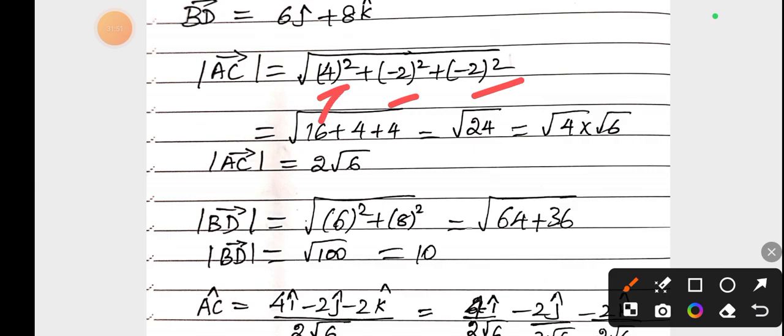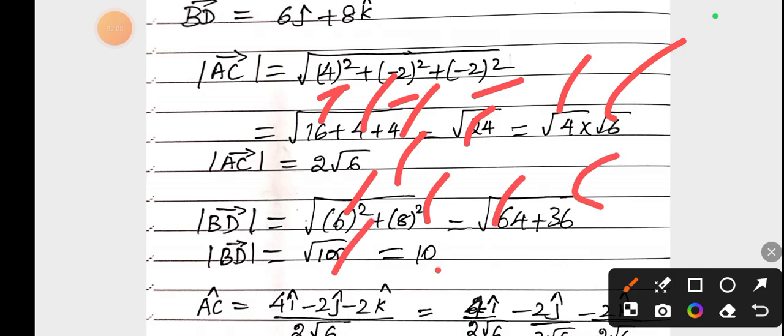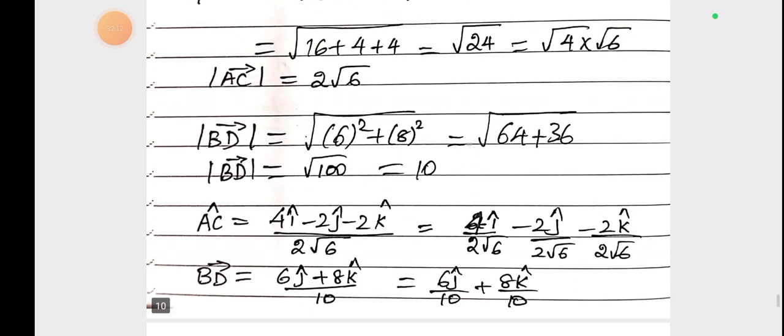4 square is 16, again minus 2 square is 4, again minus 2 square is 4. So root 24 splits into root 4 into root 6, then you will get it as 2 root 6. And the magnitude of BD is root of 6 square plus 8 square, then root of 64 plus 36, root 100, that is nothing but 10.